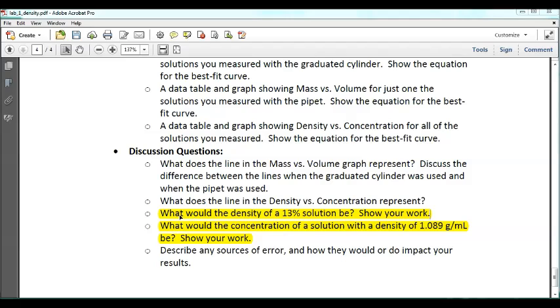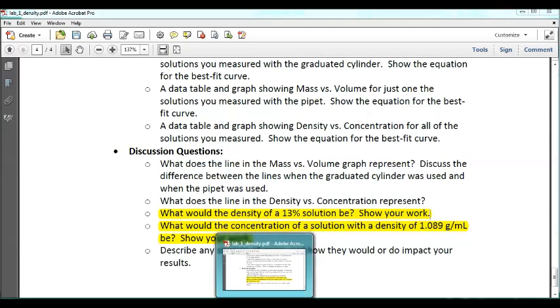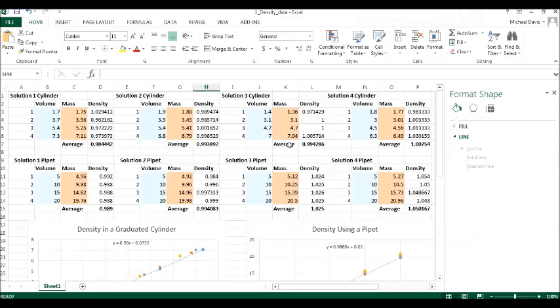What would the density of a 13% solution be? Show your work. What would the concentration of a solution with a density of 1.089 grams per milliliter be? Show your work. So let me minimize that and bring up the worksheet.